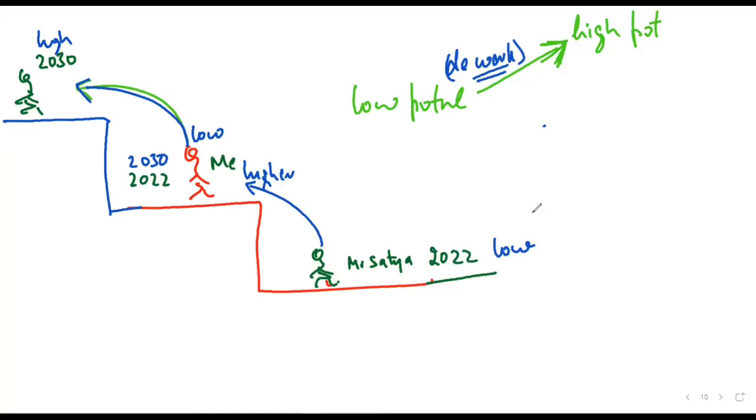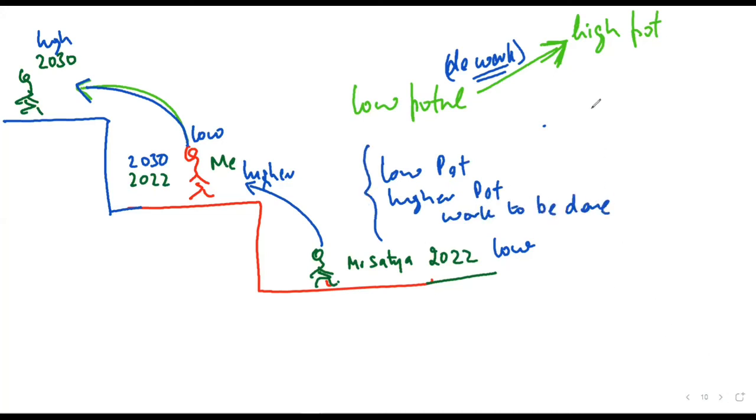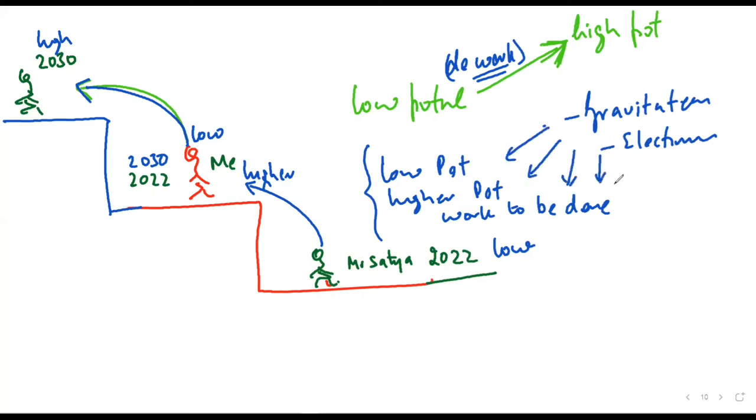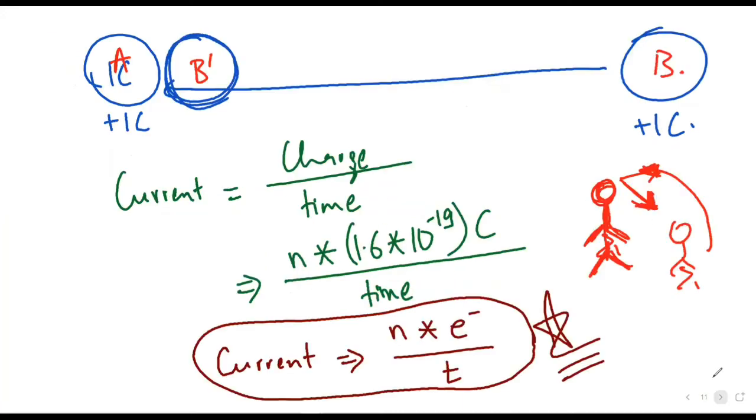So have you understood the concept of lower potential, higher potential, and work to be done? Any doubt? Alright. So what I've told you now is that whenever you are studying gravitation and whenever you are studying electricity, you will find this concept of potential and work. In both of these cases, these concepts are used. Any doubt till here?